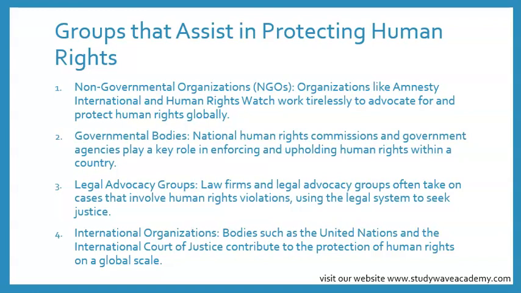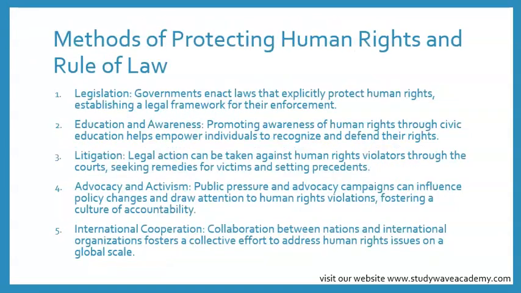So these groups assist in protecting human rights, okay? Non-governmental organizations such as Amnesty International and Human Rights Watch, governmental bodies like National Human Rights Commissions, legal advocacy groups, and international organizations such as United Nations. These groups play a crucial role in advocating for, monitoring, and addressing human rights violations on both national and global scales. Okay? So now let's look at methods of protecting human rights and rule of law.